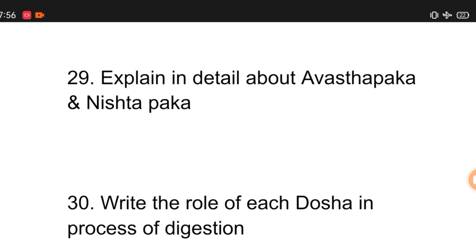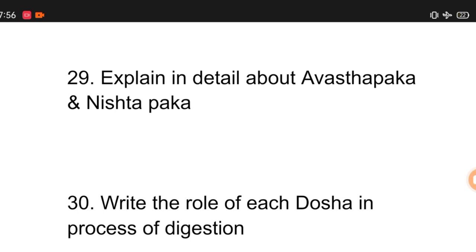Next question, explain in detail about the Avasthapaka and Nishtapaka. These are the types of Vipaka. Avasthapaka represents the stage of the digestion of the food. And Nishtapaka, you have to write as a comparative explanation.